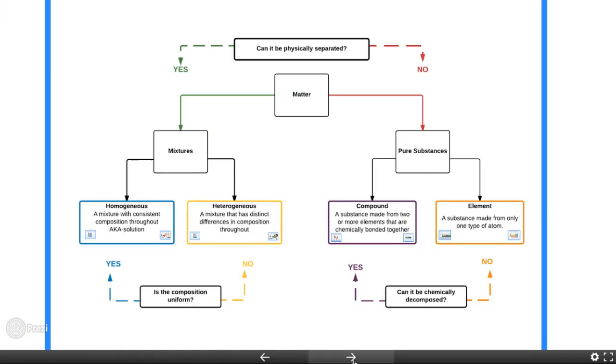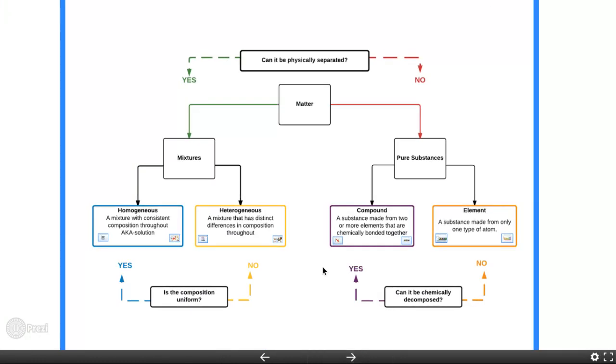All right, so if we pan back out here, just to recap, we have matter, and it can be in four different categories. And the way that we can do it is if it can be physically separated, which makes it a mixture, and if it can be chemically separated or not physically separated, which makes it a pure substance.